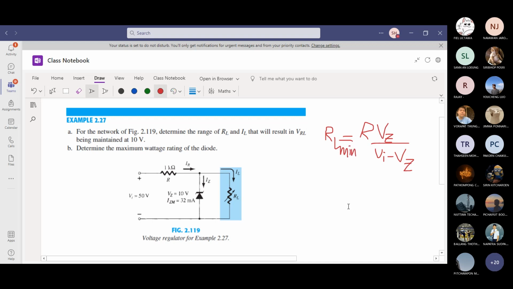How much? 10 times 1000, which is 1 kilo ohm, divided by Vi is 50 and Vz is 10. 10,000 divided by 40, we get 250 ohm, the minimum RL.